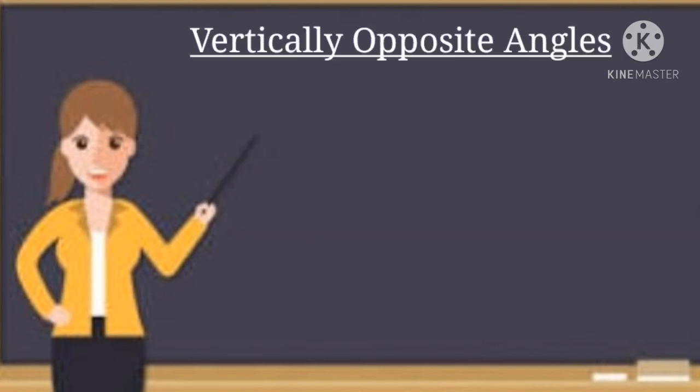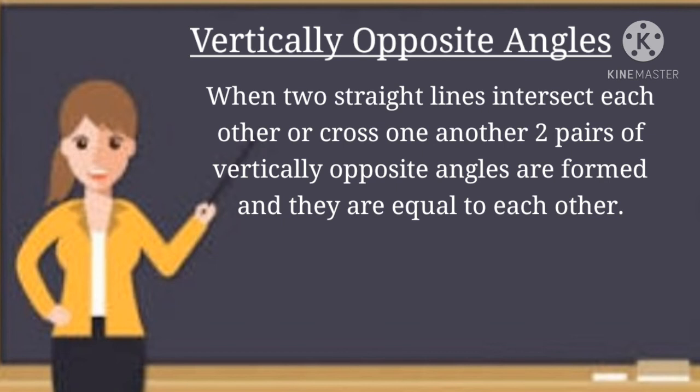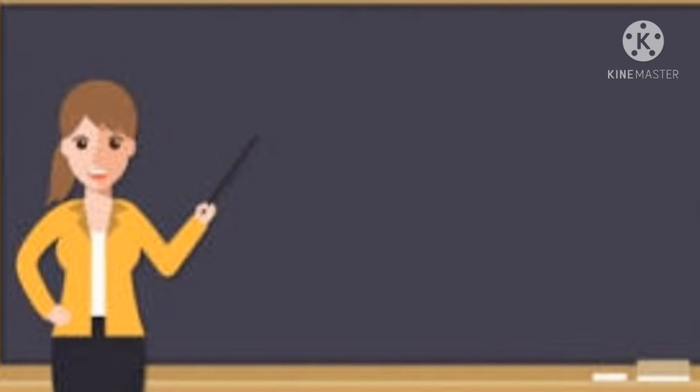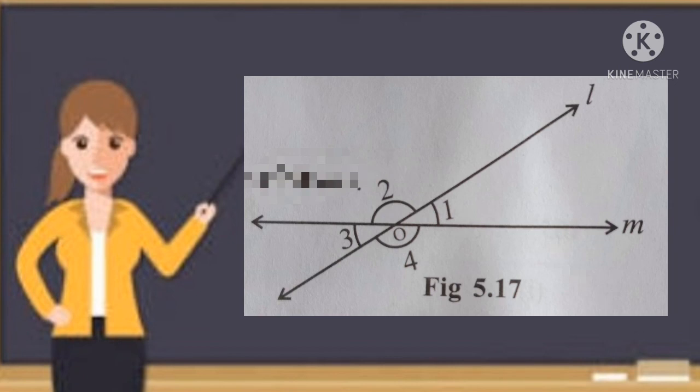Let us learn vertically opposite angles. When two straight lines intersect each other or cross one another, two pairs of vertically opposite angles are formed and they are equal to each other. Here, lines L and M intersect each other at the point O and four angles are formed. Among them, the vertically opposite angles are angle 1 and angle 3 and they are equal to each other. Similarly, angle 2 and angle 4, they are also equal to each other.